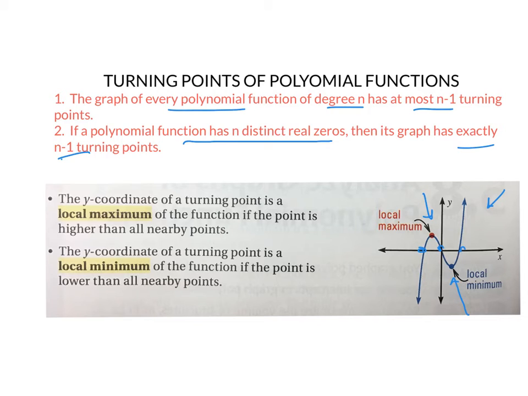Okay, we call the y-coordinate of a turning point the local max, or maximum, right there. The y-coordinate of a turning point, the second one, is a local minimum if it's lower than all the nearby points. So maximum is like the top of the hill, and minimum is the bottom of the hill, the bottom of the valley, or whatever.